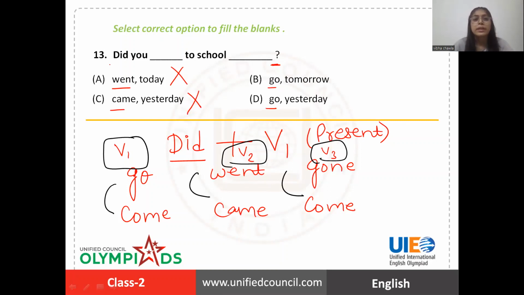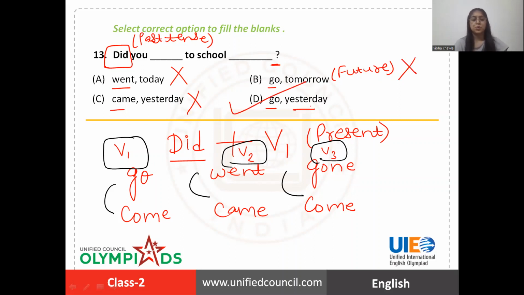Which one? One more concept. Did is used in past tense, which means we are talking about the past here. So we have to pick a word which is used in past tense. Tomorrow is used in future tense, so this option can be ruled out. The right answer will be this: yesterday. Yesterday is used in past tense, so the answer will be option D. Did you go to school yesterday?